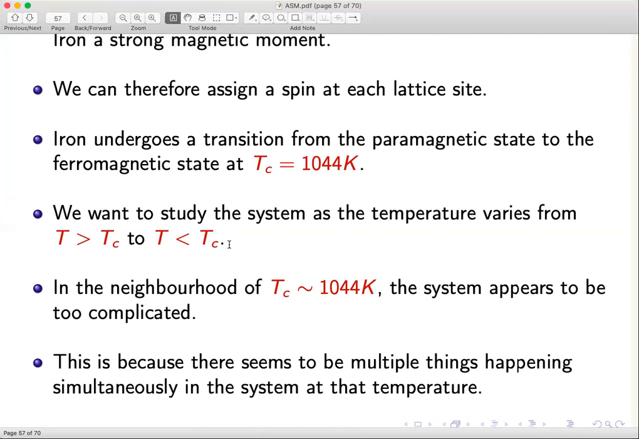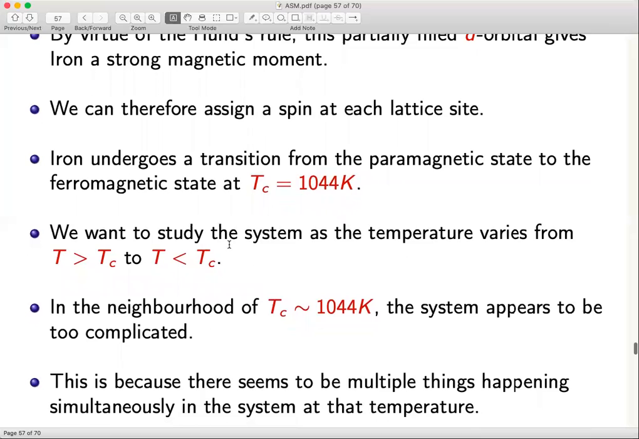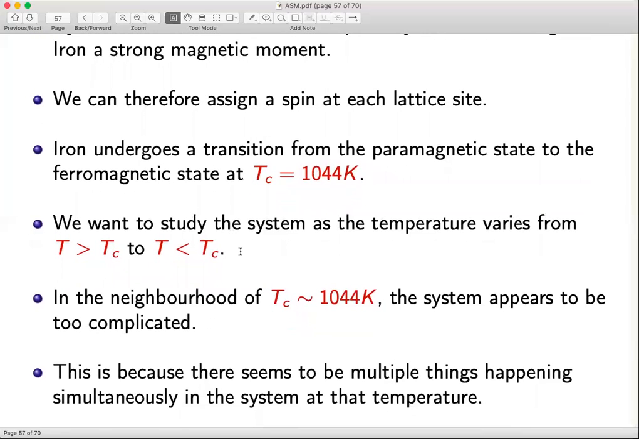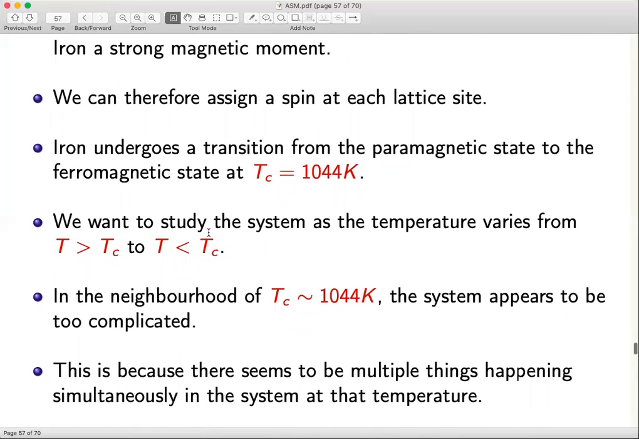Okay, now it may seem like, okay, this is the structure that we want to study, but how do we actually study this for a system of this type, where we have an iron cube, and you want to ask how it undergoes a paramagnetic to ferromagnetic transition? Okay, the system actually appears to be much more complicated.